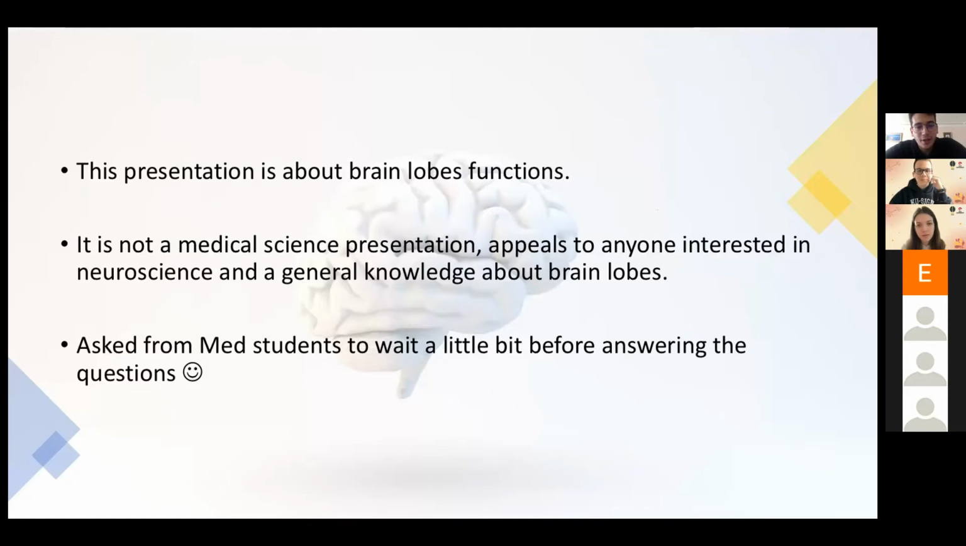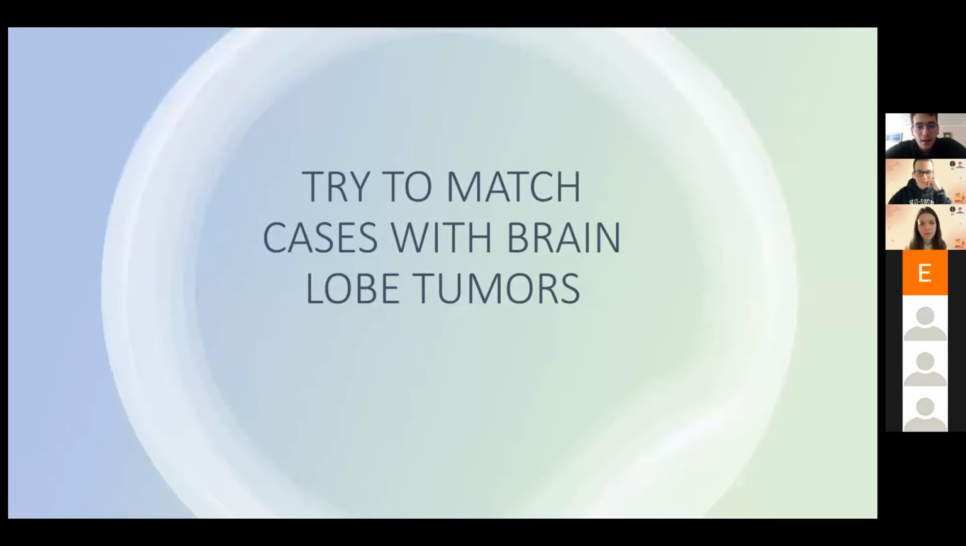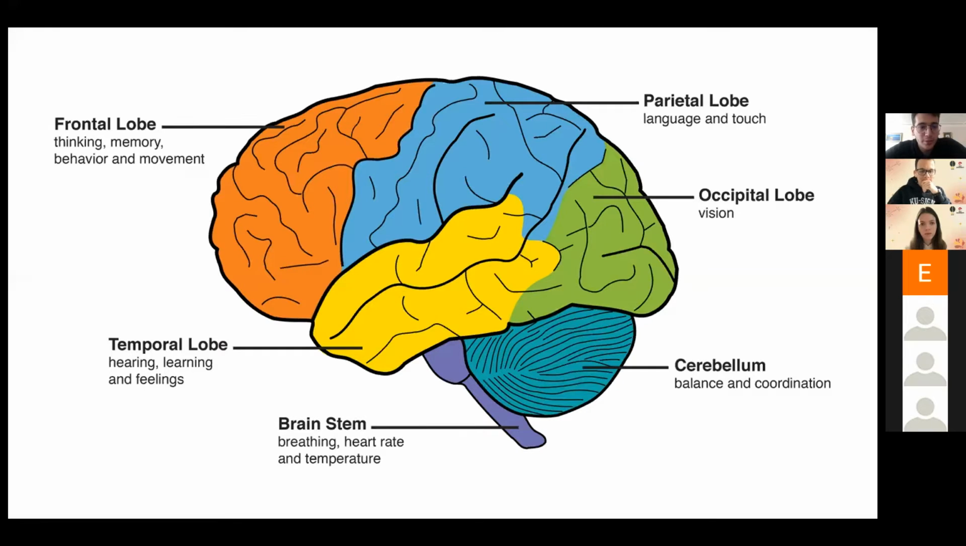I will ask the med students to wait a little bit before answering the questions. Try to match cases with brain lobe tumors. Let me briefly talk about lobes. There are 4 lobes. Frontal lobe is about thinking, memory, behavior and movement. Parietal lobe is about language and touch. Occipital lobe is about vision. Temporal lobe is about hearing, learning, and feeling.